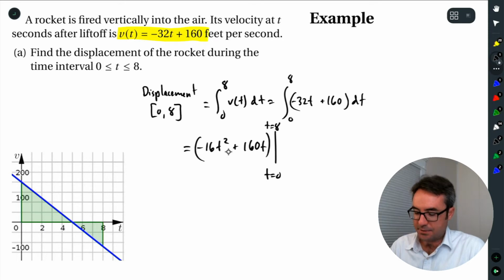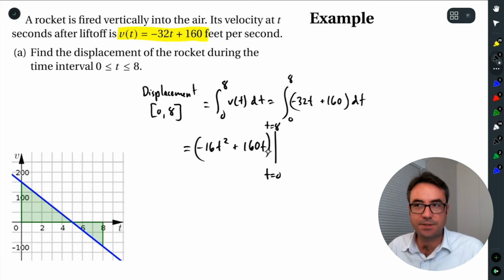So this is not necessarily our position function, but it's close. If we were going to find the position function, we'd have to figure out a value for plus c. But to find displacement, that constant term, that c term, would cancel off regardless. So we just get this antiderivative, and we don't have to worry about c because we're doing a definite integral here.